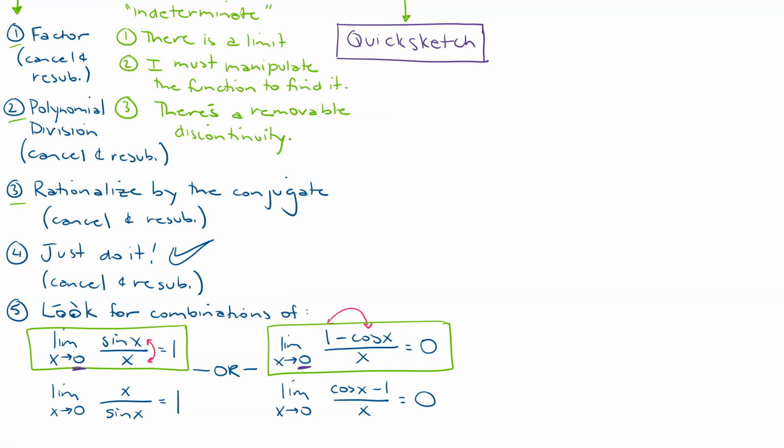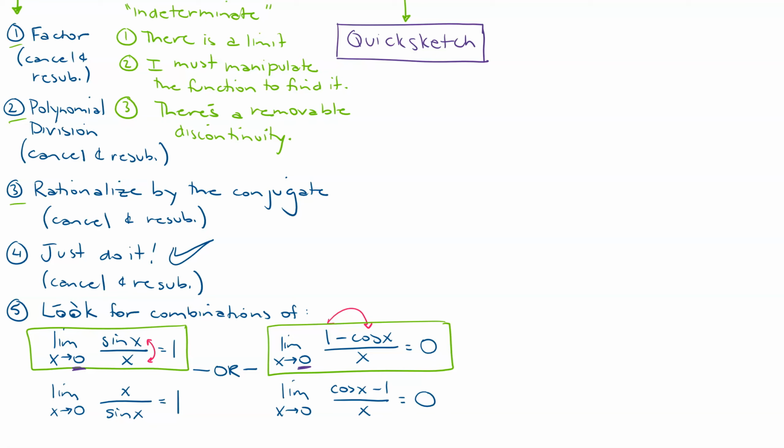Pause the video and say that to yourself over and over until you have it. The limit as x goes to 0 of sine x over x equals 1. The same thing with the other one. The limit as x goes to 0 of 1 minus cosine x over x equals 0. Pause the video, say that a bunch of times until you have it. And again, remember, the sine combination flips vertically, the cosine combination flips horizontally.